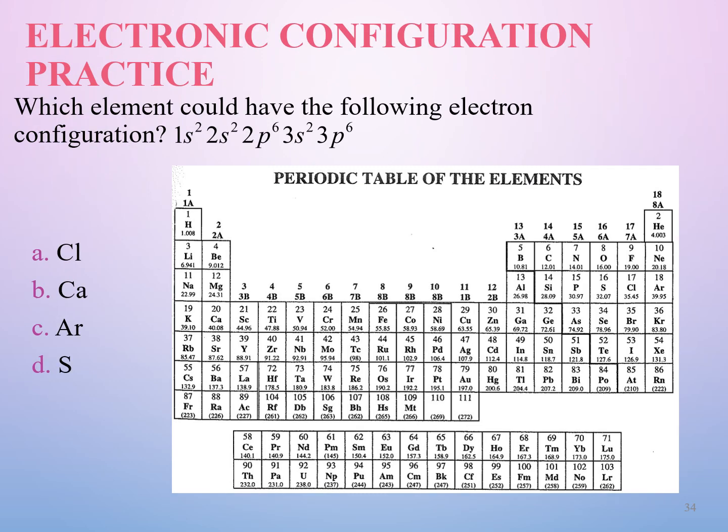So which element could have the following electron configuration? It's 1s2, 2s2, 2p6, 3s2, 3p6. So let's go ahead and follow it. 1s2, 2s2, 2p6. So neon would be 1s2, 2s2, 2p6. It will stop right there.